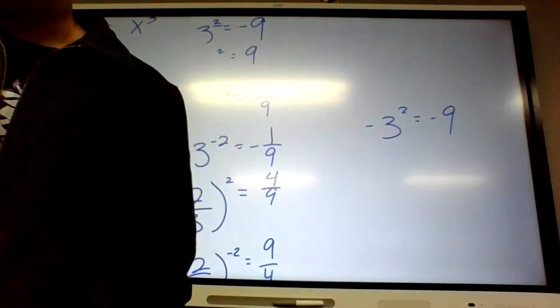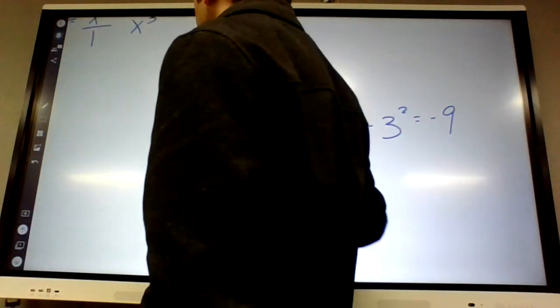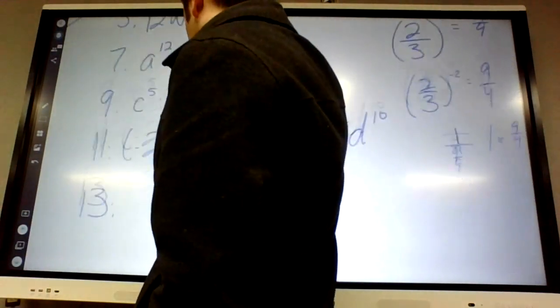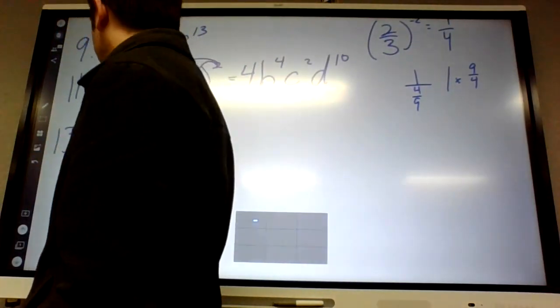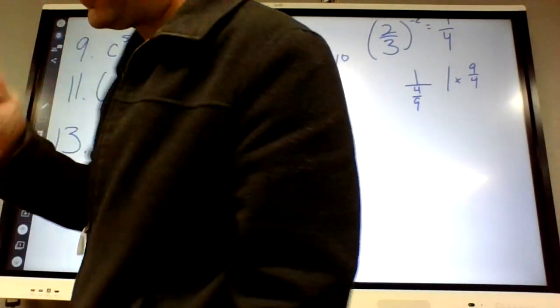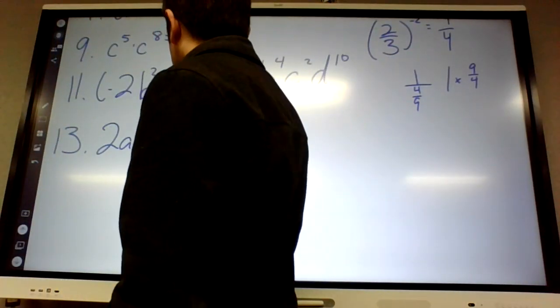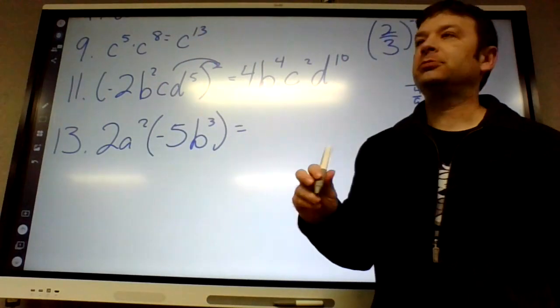Okay, number 13. Thanks to the zero power. 2a squared times negative 5b cubed. Oh, yeah. We did this yesterday, too.